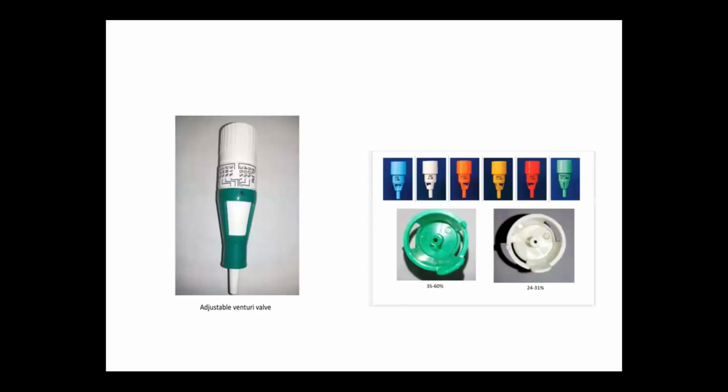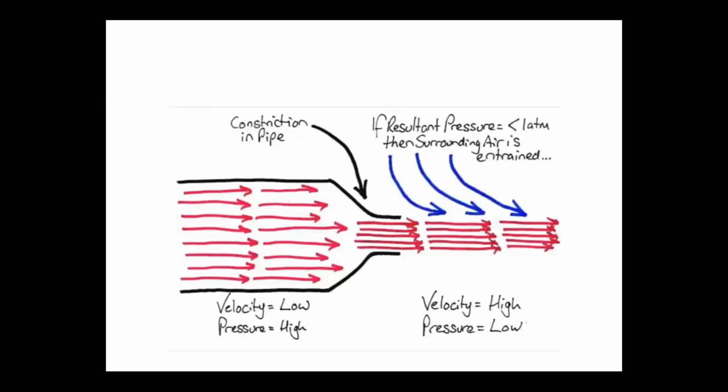Now, this is the adjustable Venturi valve, which you have more commonly seen in your wards, and you should be well aware of all the color-coded valves available, at what FiO2 they can give, and at what liters per minute. You should be well acquainted with this. And this was the Venturi principle I was talking about.